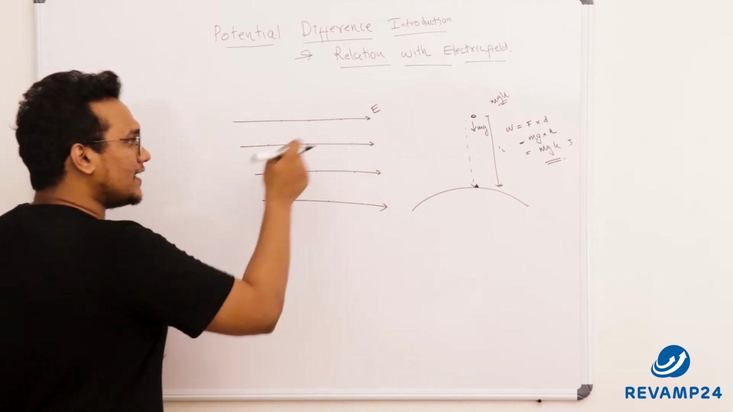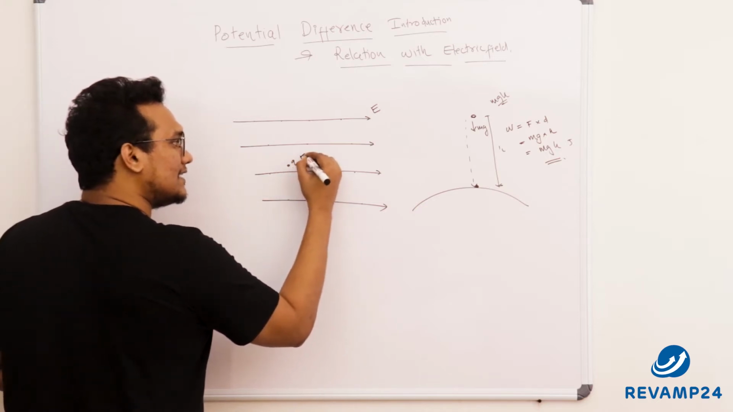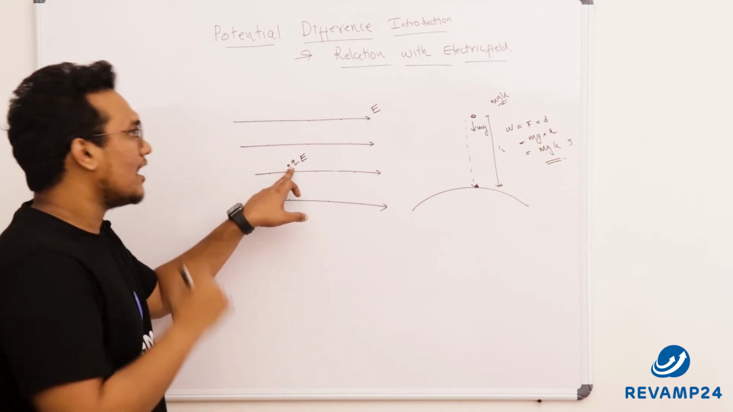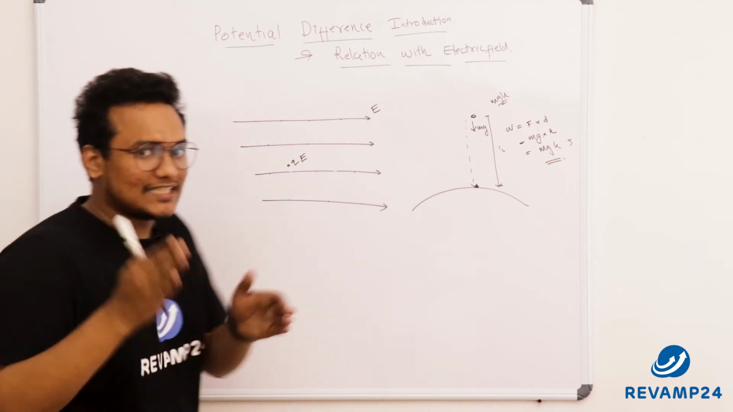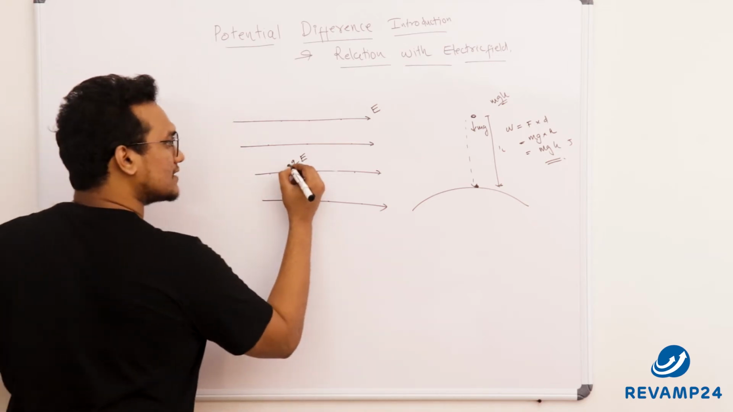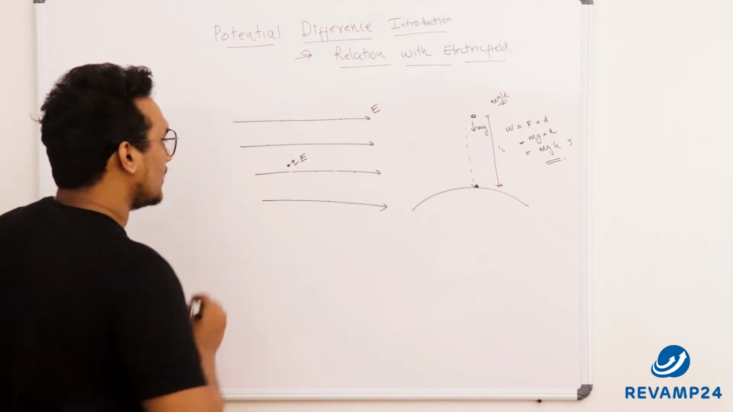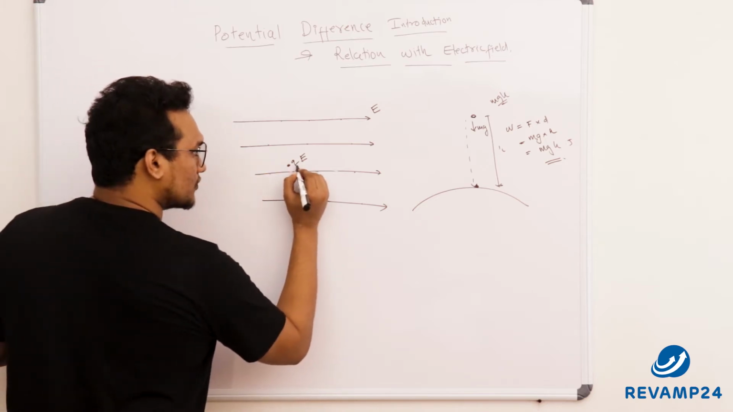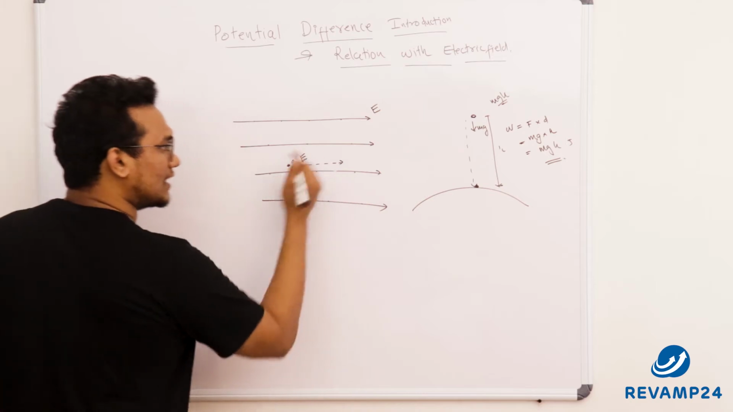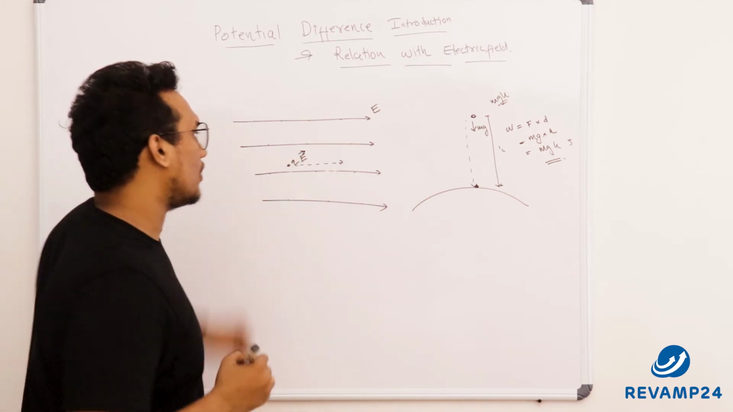Now, when a charge is placed in an electric field of E, it is exerted by a force of Q into E. This we have already learned in chapter 1. So, QE is the force exerted on the object by the electric field. Now, this object will move from this position to this position along the electric field, because we know the direction of force will be along the electric field.